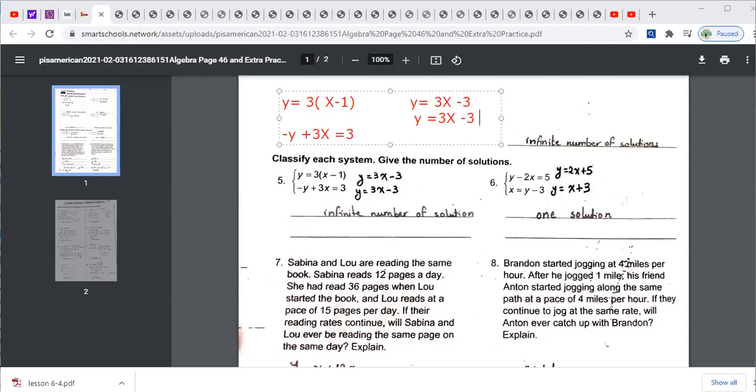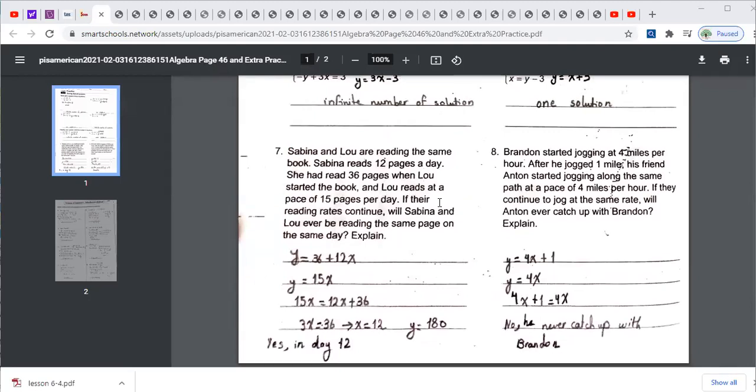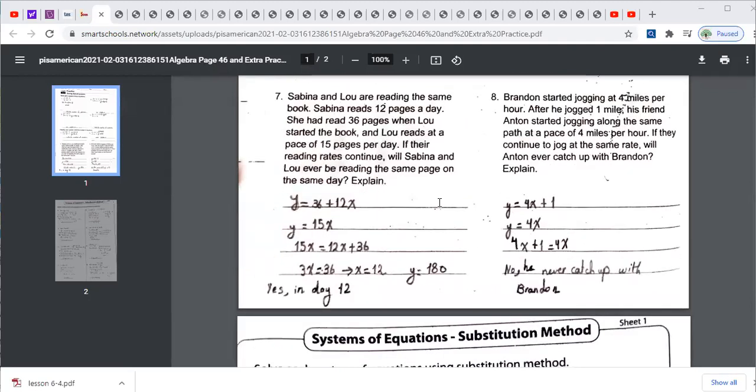What do you note here? They are the same, which means how many solutions do you have? 0 equals 0, so an infinite number of solutions. We have the two equations exactly the same, so we have infinitely many solutions. They did not answer the last two questions, so let me discuss those with you.